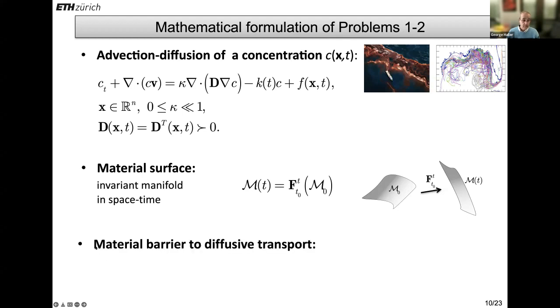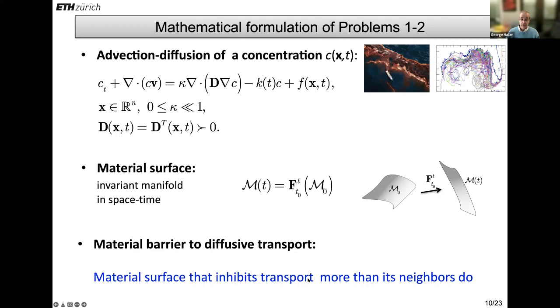And here's the crux of the matter. Let's just define what we mean by a transport barrier in this context. So I would say a material barrier to diffusive transport, in words, is a material surface that inhibits transport more than its neighbors do. So that is a well-defined mathematically translatable and calculable notion, because I will make all material surfaces compete for the title of a barrier. They all will be competing with their immediate neighbors, which are their smooth deformations. And I will say that whoever prevails as the strongest inhibitor of transport will be called a barrier. Okay, so this is an extremum problem.